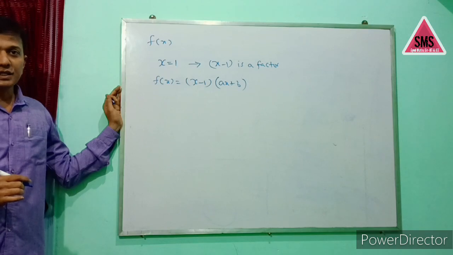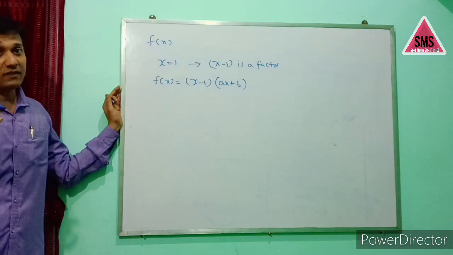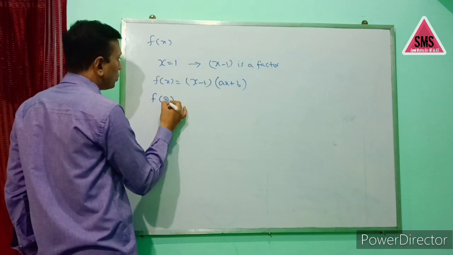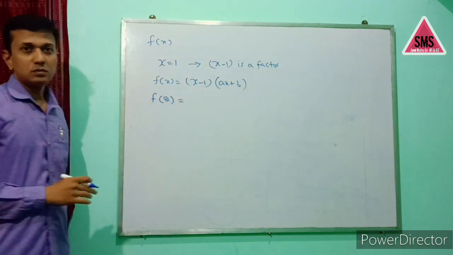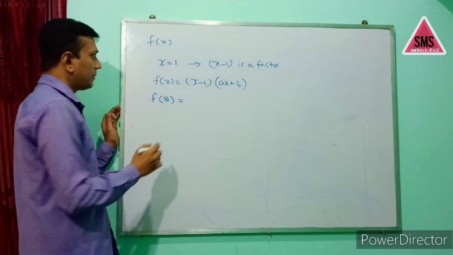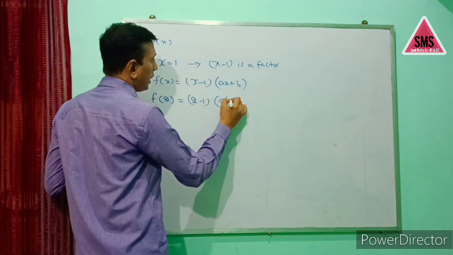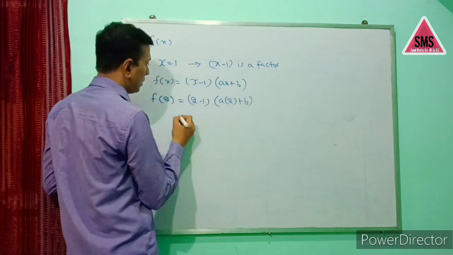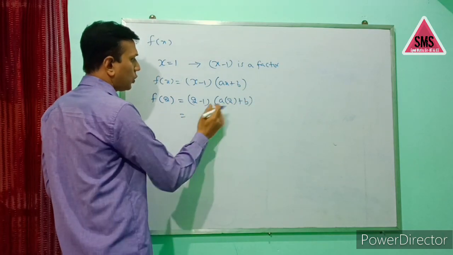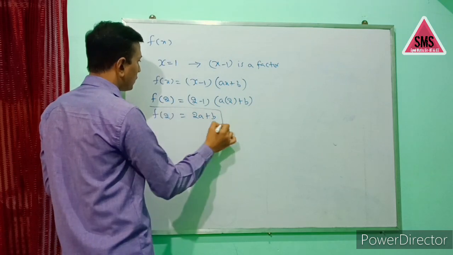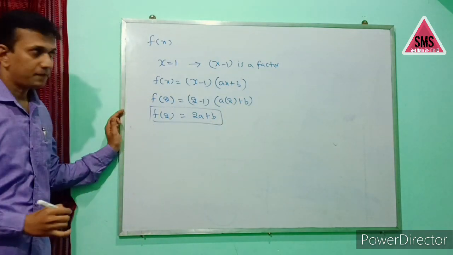Now, what is the condition they have given? f of 2 plus f of 4 equals 0. Individually, find out f of 2. What is f of 2 here? 2 minus 1 into a into 2 plus b. 2 minus 1, 1. 2a plus b. f of 2 value is going to be 2a plus b.